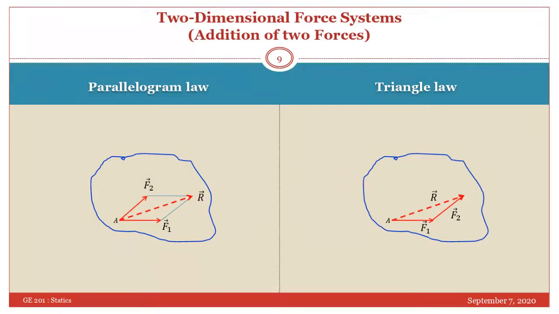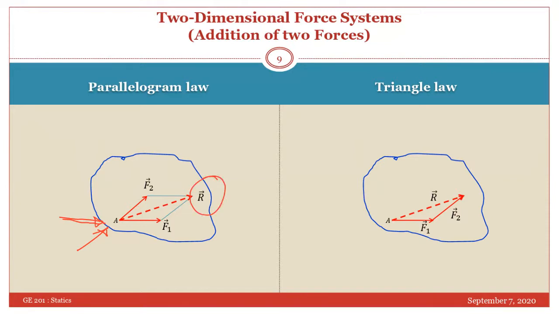Now, adding two forces with the help of the parallelogram law and triangle law. We have already discussed that if you have two forces, say one force is here and another force is here, what is the total force? We move this force along its line of action. Where they are meeting, there we can make the parallelogram. So the diagonal will represent the total force.